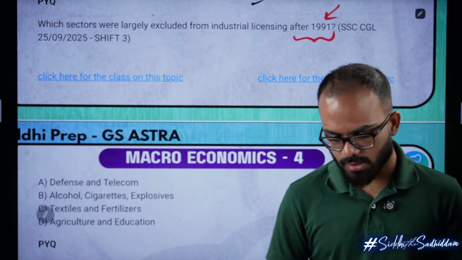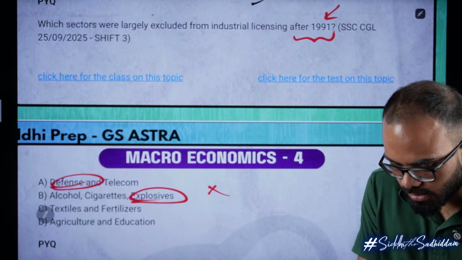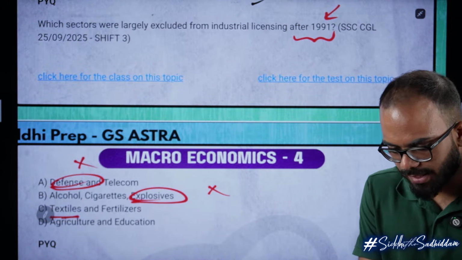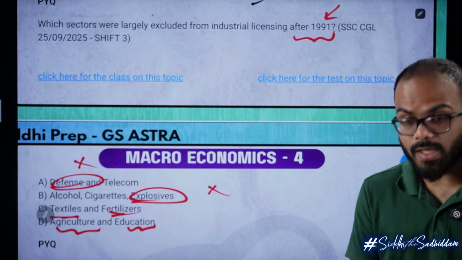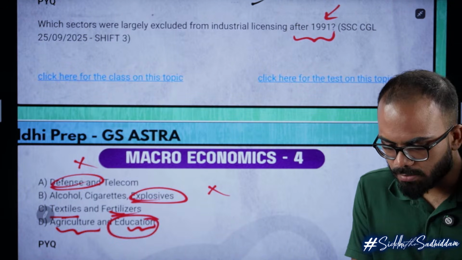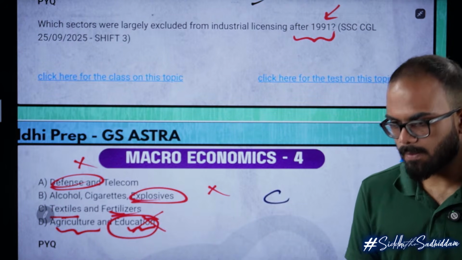Alcohol, cigarettes, explosives. See, explosives, eliminate. Defense, eliminate. Textiles, fertilizers. Agriculture, education. So which of the following is a sector? Education is not a business sector. So my answer has to be C.